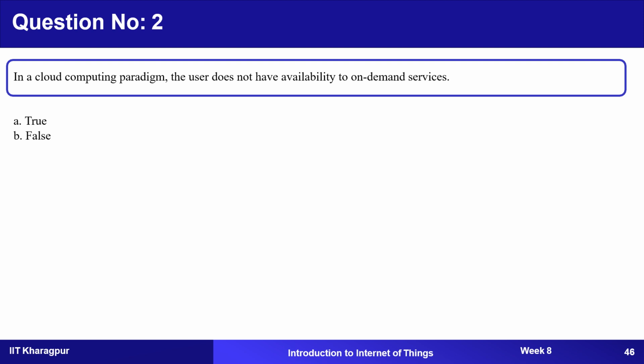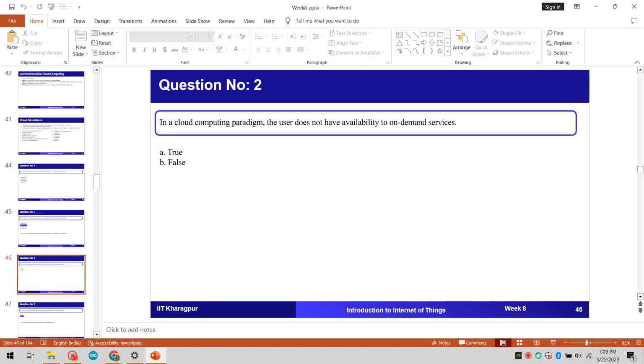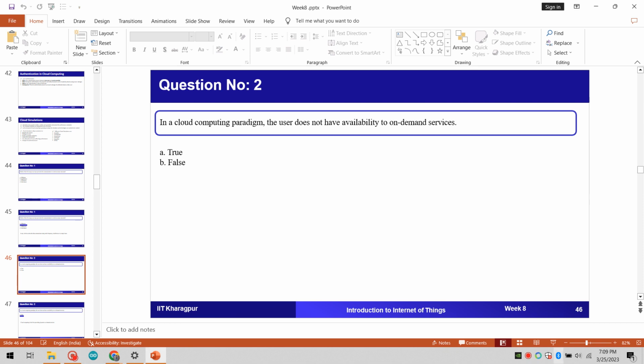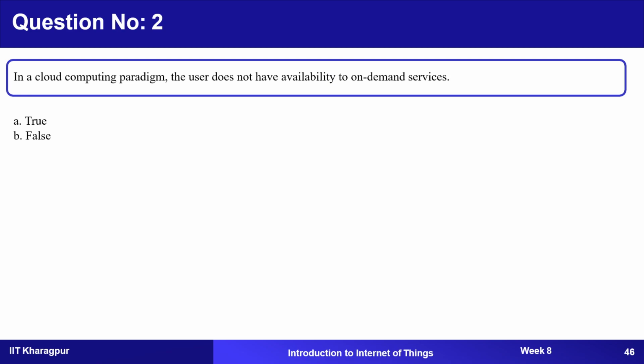Second question is, in cloud computing paradigm, the user does not have availability to on-demand services. Is this statement true or false? So I'm repeating the question again. In cloud computing paradigm, the user does not have availability to on-demand services. True or false? Anyone?